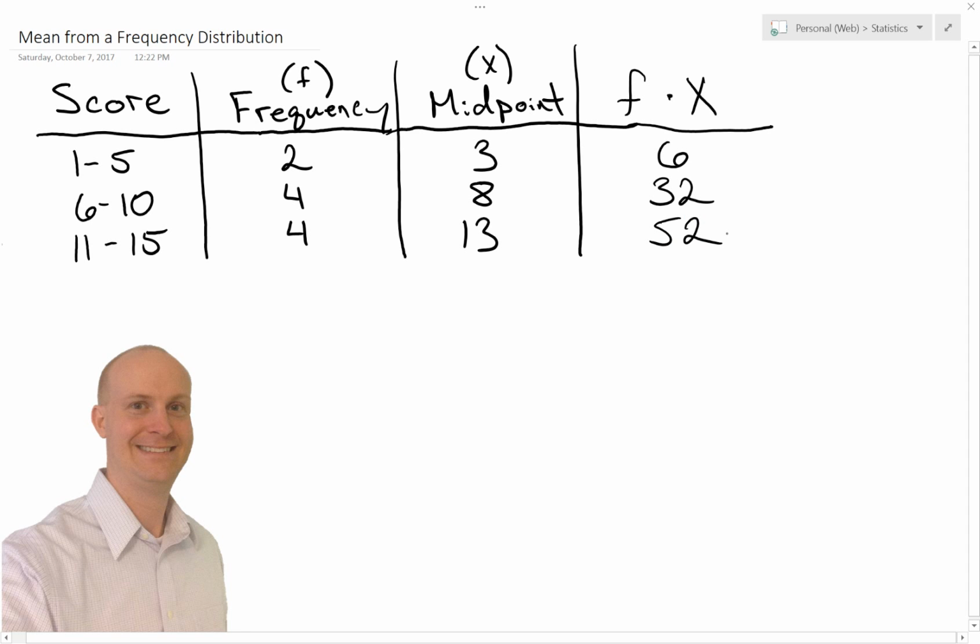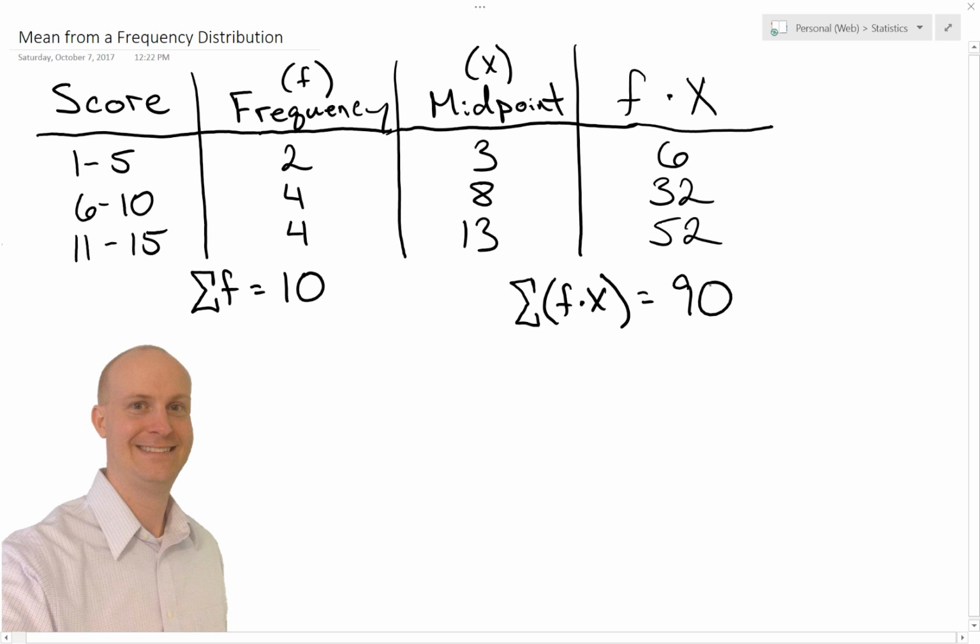The next thing we're going to do is find the sum of all the frequencies. So we use this symbol to find the sum. The sum of the frequency is equal to 4 plus 4 is 8, plus 2 is 10. So the sum of the frequencies is 10. Then we're going to find the sum of the frequency times the midpoint. So the sum of F times X, and we're going to label it like this: sum, parentheses, F times X is equal to 52 plus 32 plus 6, which is actually 90.